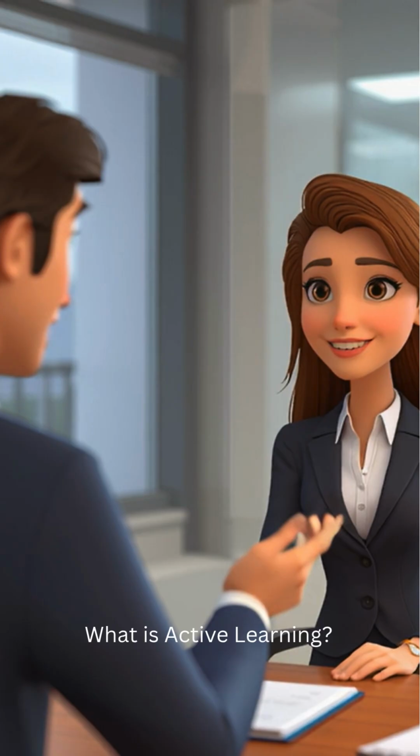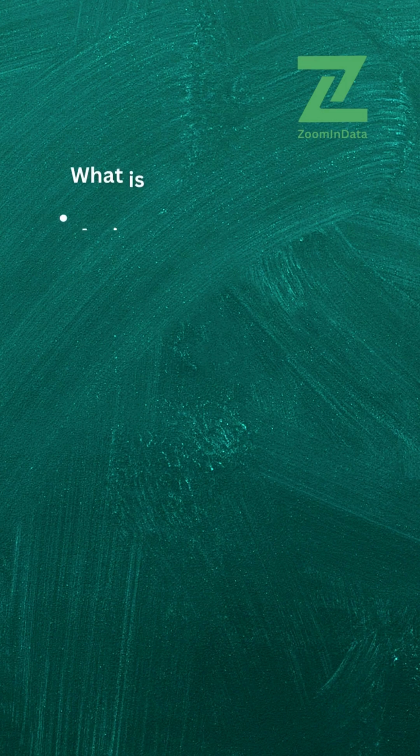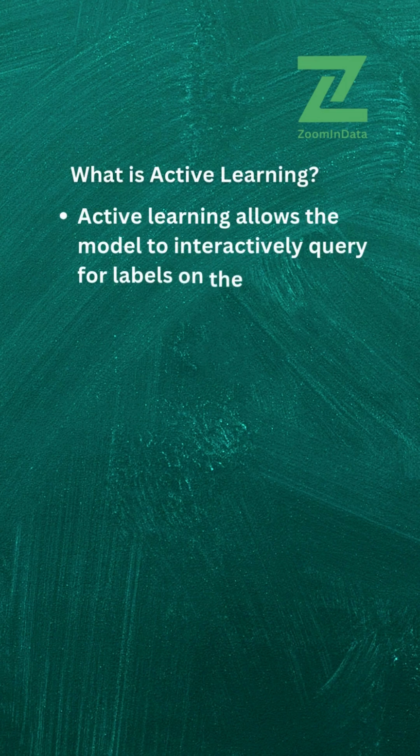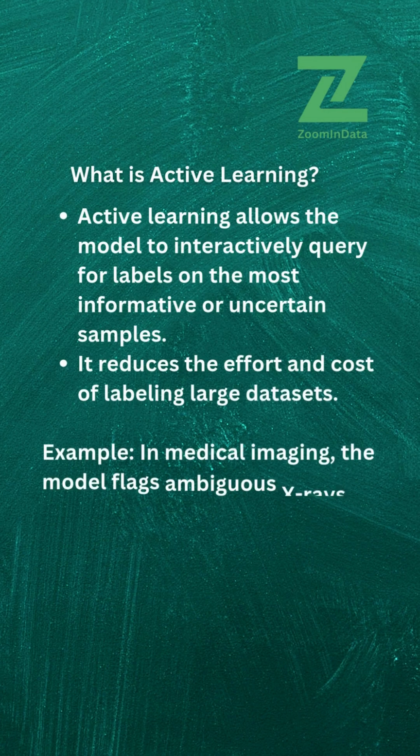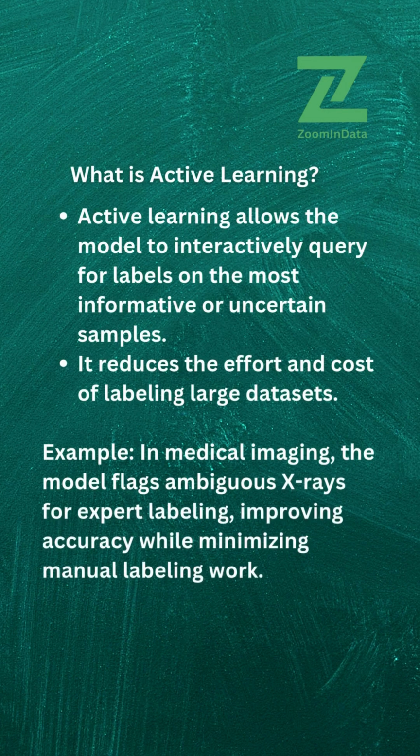What is active learning? Active learning allows the model to interactively query for labels on the most informative or uncertain samples. It reduces the effort and cost of labeling large datasets. Example: in medical imaging, the model flags ambiguous X-rays for expert labeling, improving accuracy while minimizing manual labeling work.